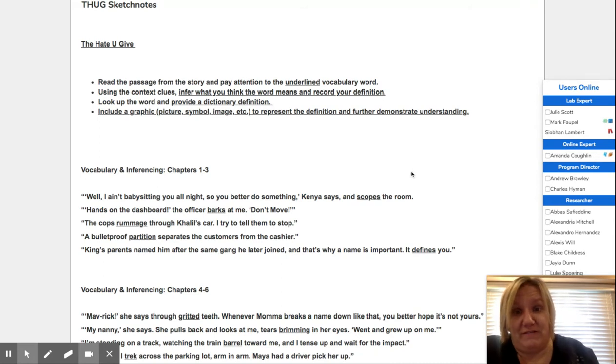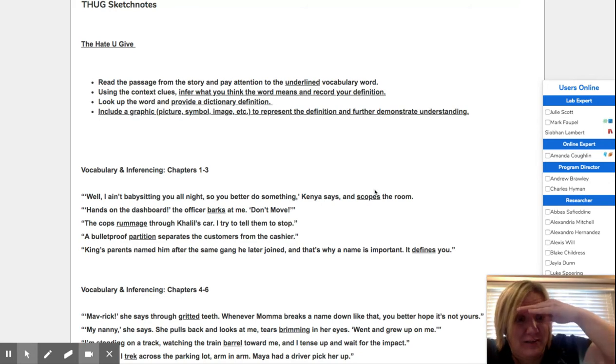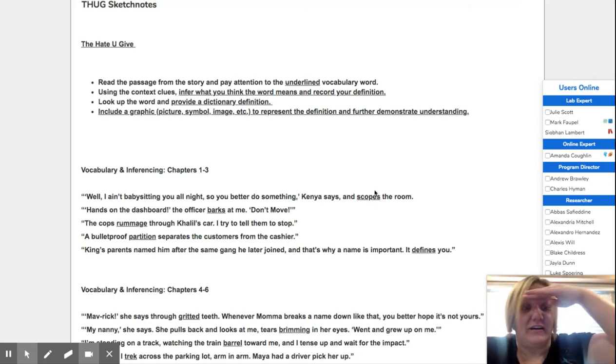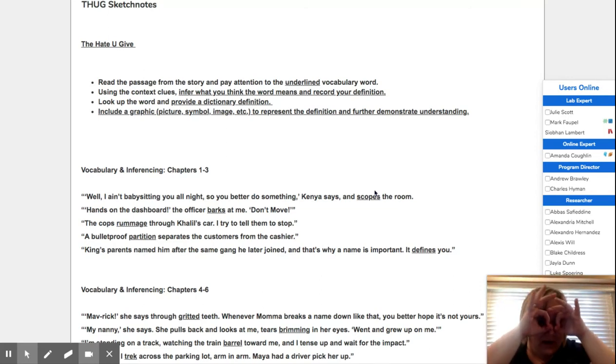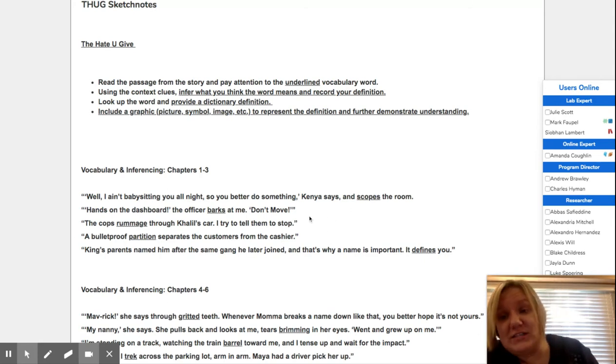That would be your definition. Now you're going to go to the dictionary, write down exactly what the dictionary says for the definition of scope, and then you're going to include a graphic. You may just have someone, like I'm doing here, have your hand to your face like you're looking around the room, or maybe you have a picture of glasses or a microscope, whatever works for you to help you understand that word. Then we go on to the next one.